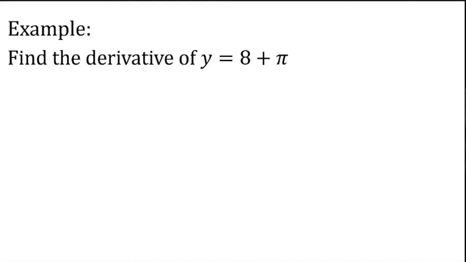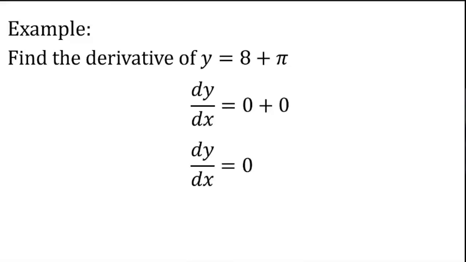Another example, find the derivative of y equals 8 plus pi. So, is pi a constant? Yes, pi is a constant. So, meron siyang value, di ba, na 3.1416 and so on. So, dy over dx is equal to 0 plus 0. So, dy over dx equals 0.